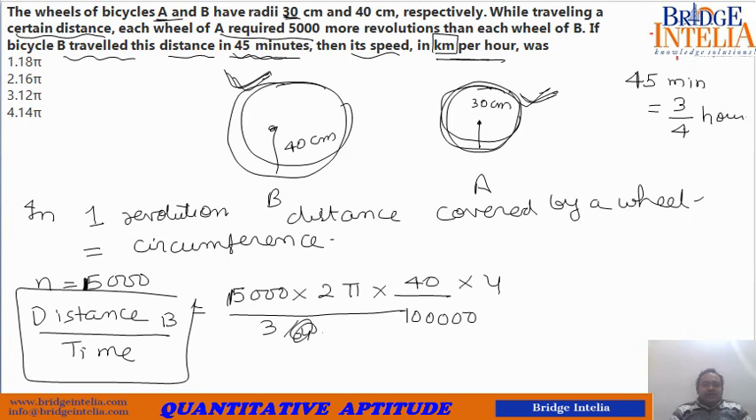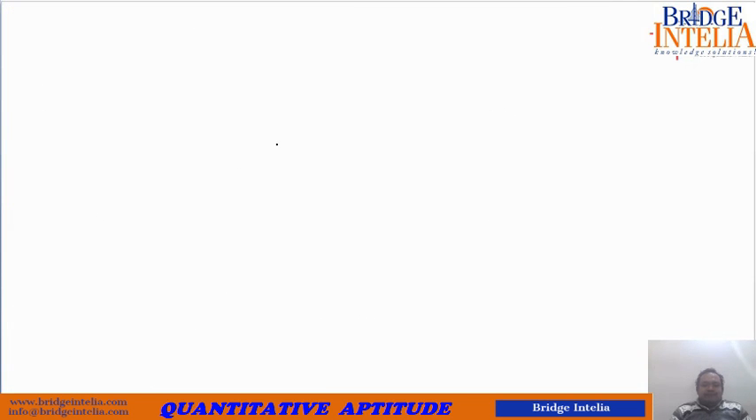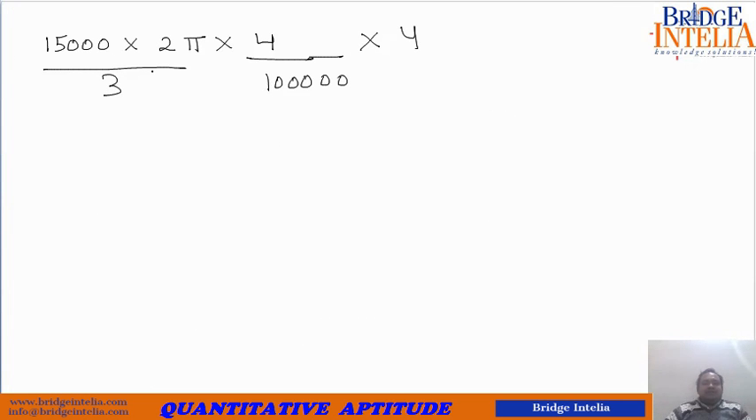15,000 into 2 pi into 4 divided by 1 lakh into 4 divided by 3. So if we solve this, we will get the speed of B in kilometers per hour because we have already converted all the units into kilometer and hour. So let's solve this. These 3 zeros and these 3 zeros will get cancelled.